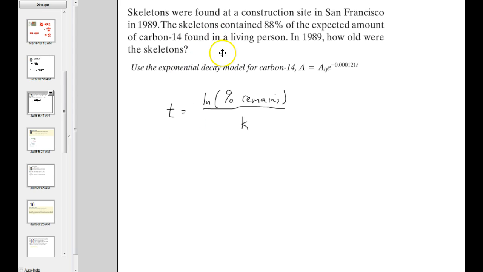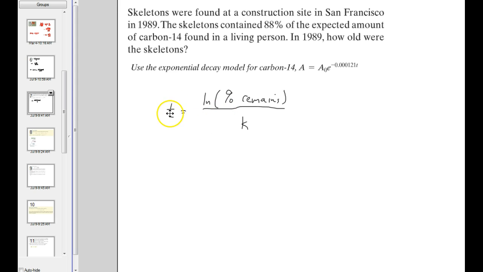Alright, so here's an example where we get to use one of those formulas. This one says skeletons were found at a construction site in 1989 and they contain 88% of the expected amount of carbon-14 found in a living person. So this is the decay rate of carbon-14. There's the value for k. So how old is that thing in 1989?